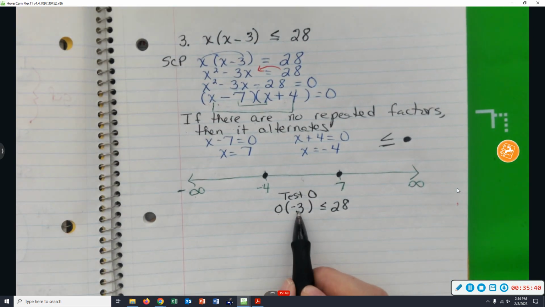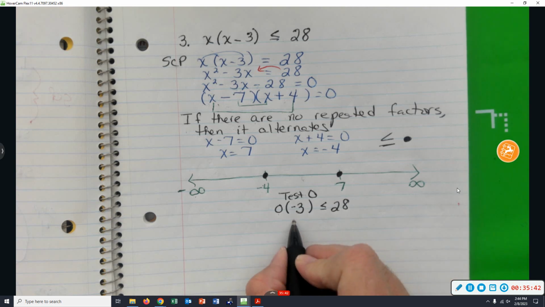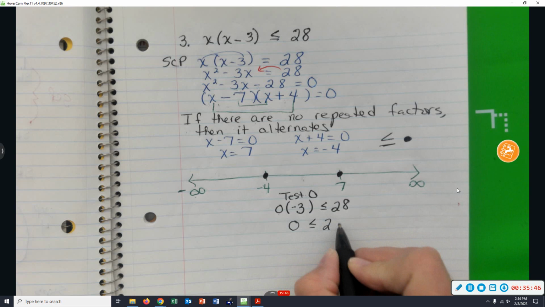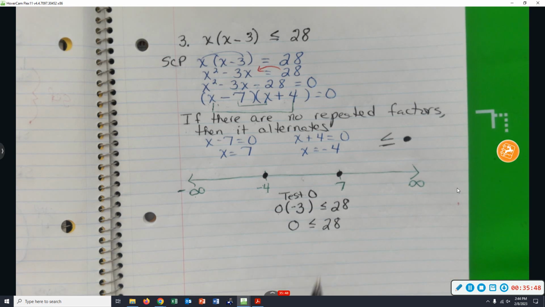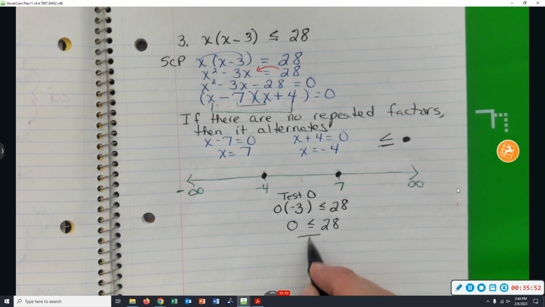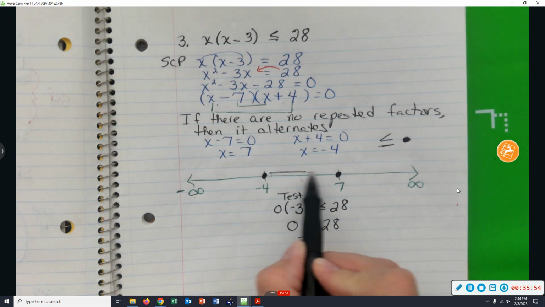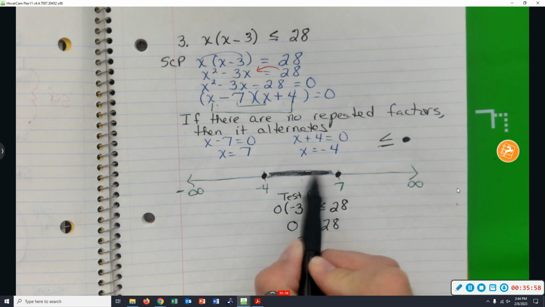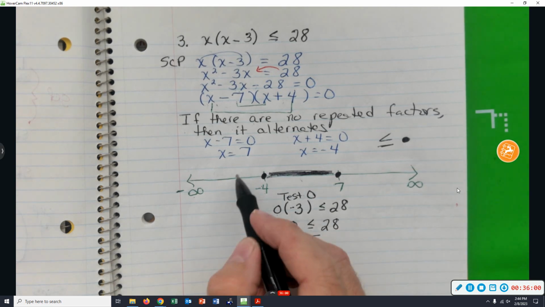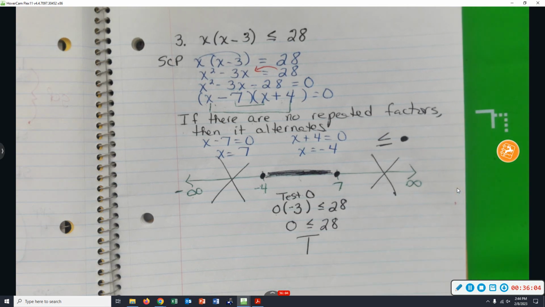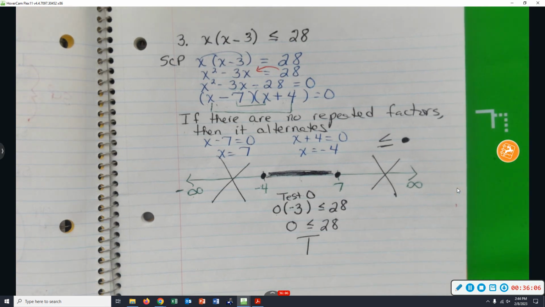Now, let's see. 0 times negative 3, is that going to be just a 0? Is that less than or equal to 28? It's sure not equal to it. But is it less than? Yes. So true. That means I shade this interval. And what do I do with the other two? False? False. Okay, because these alternate.